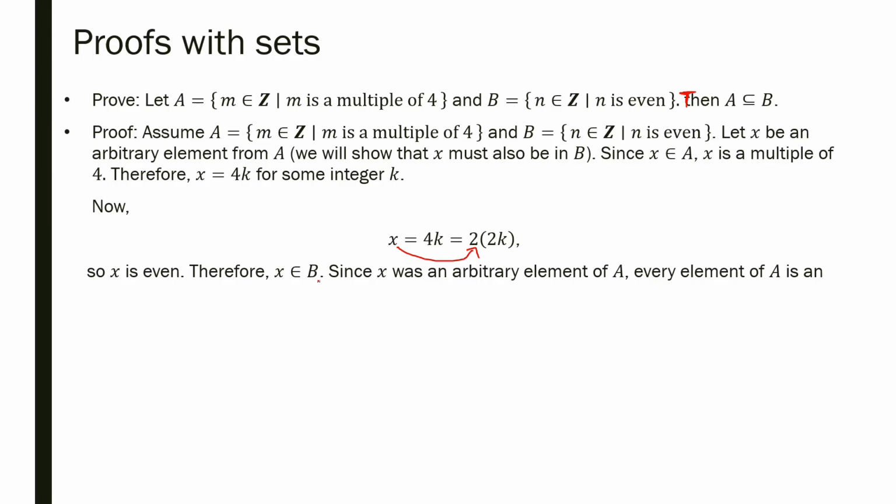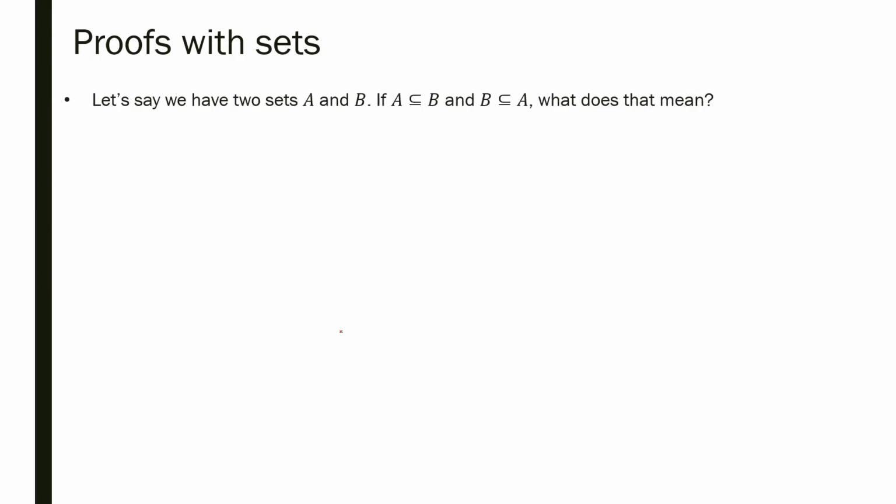So, we just showed that if X is in A, that means that X is in B. Well, since X was an arbitrary element from A, every element of A is an element of B. Therefore, A is a subset of B. So I hope that made sense, because we're going to do a little more with this. That's how you show sets are subsets of each other.